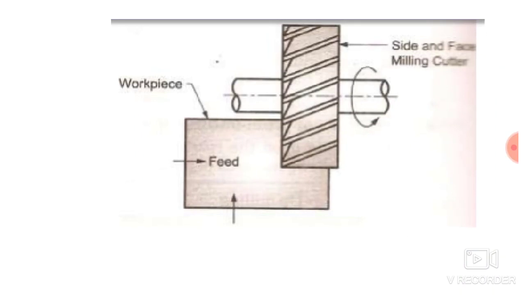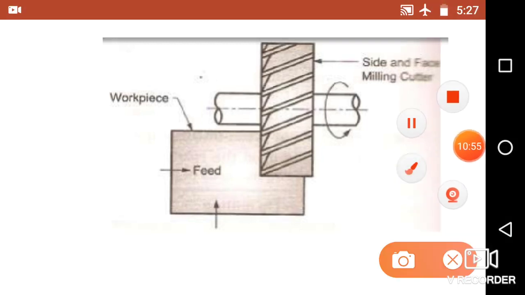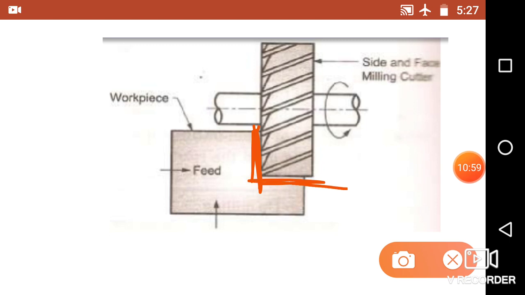So here you can see this is a side and face milling cutter. The material is removed from the side of the workpiece as well as from the face of the workpiece. So here we are combining two different operations in a single operation. At the same time, we can remove the material from the side, which is perpendicular to the workpiece, and again you can remove the material from the face, which is nothing but parallel to the surface of the workpiece.